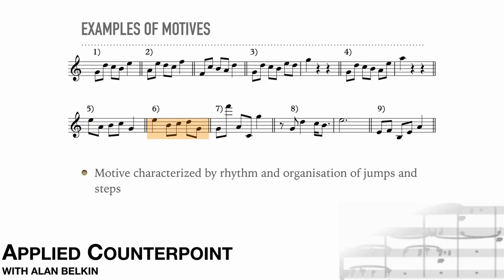Number six plays the motive backwards. This is called retrograde. This is the first variant we've seen where the connection to the original is not immediately obvious. Number seven keeps the rhythm, but now the pitch pattern is expanded to contain huge leaps. Again, we're more struck by the difference than the similarity to the original.